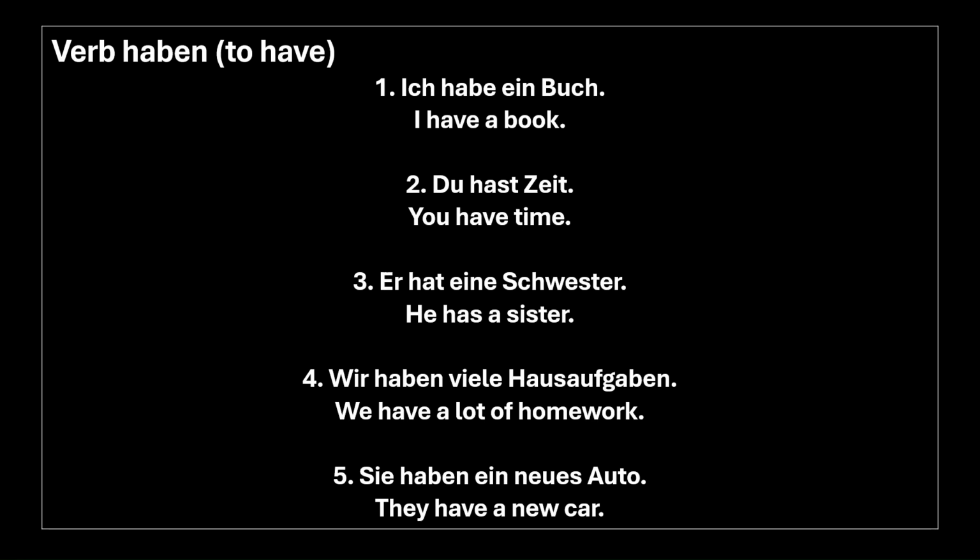Now let's learn the usage of the verb haben. Ich habe ein Buch. Habe means to have. Here, ich is the subject and that's why habe. Ich habe ein Buch. I have a book. Du hast Zeit. You have time. Er hat eine Schwester. He has a sister.